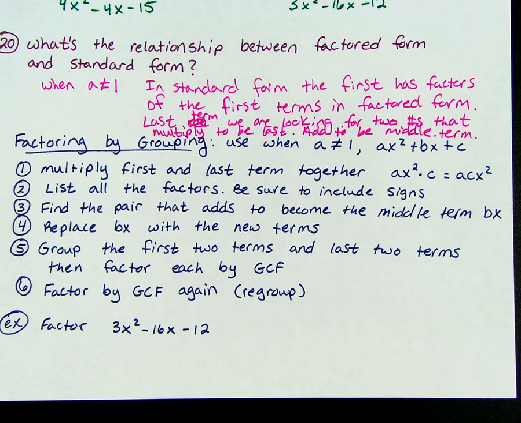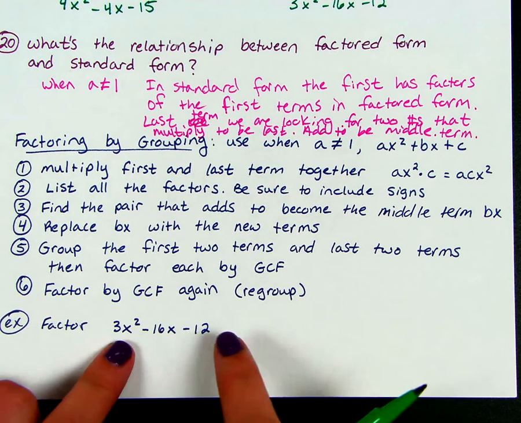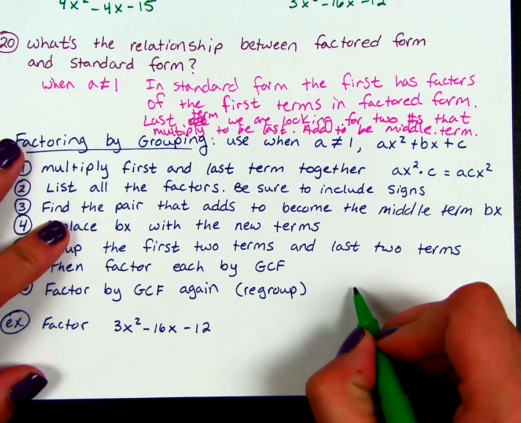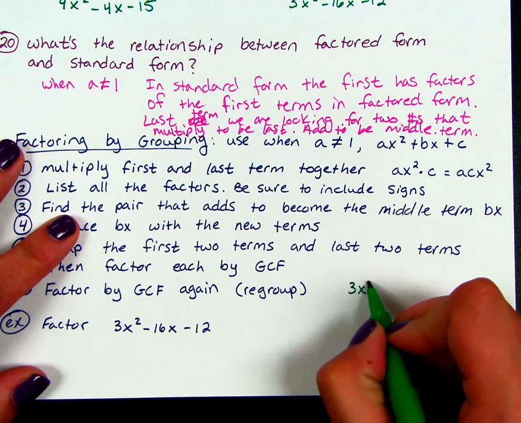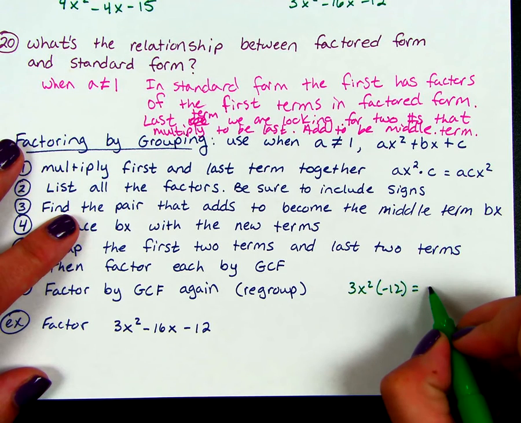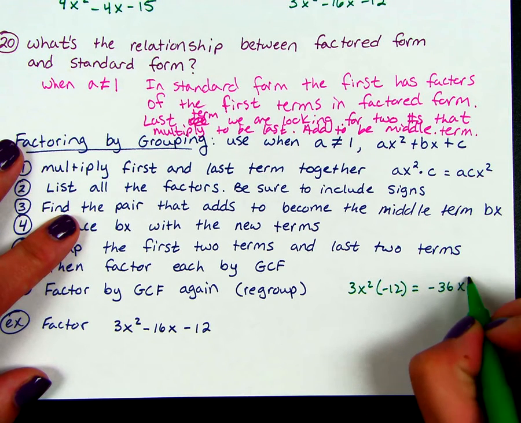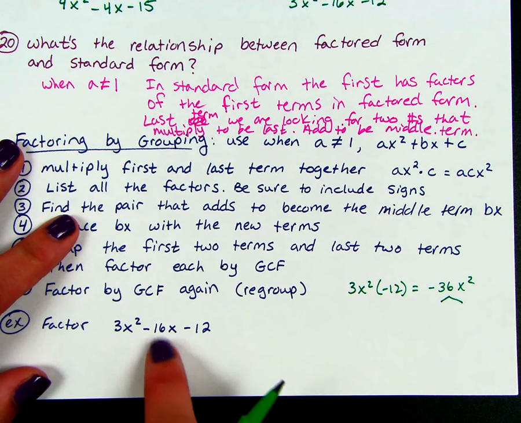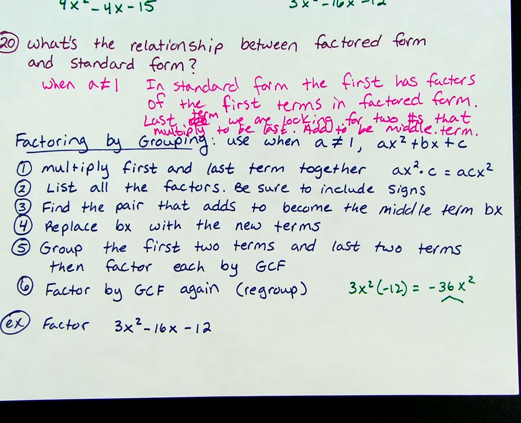Okay, so if we're going to use the factoring by grouping method, we're going to start by taking the first term times the last term. So I'm going to take 3x squared times negative 12. So that will give us negative 36x squared. And then we need factors of that term that will add to be this middle term.